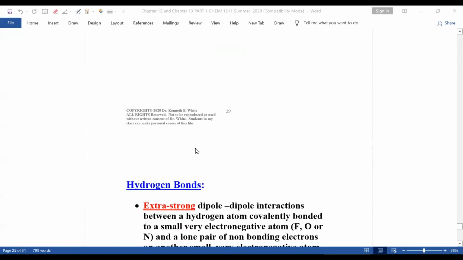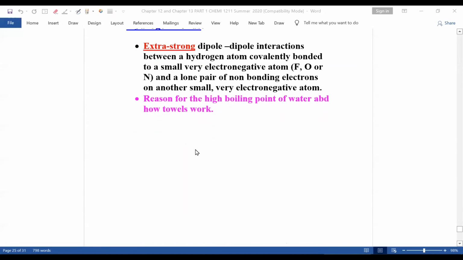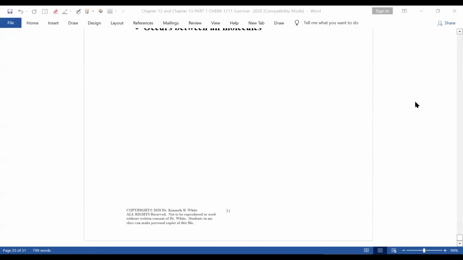The stuff on intermolecular forces, ignore. I'm not going to cover that.